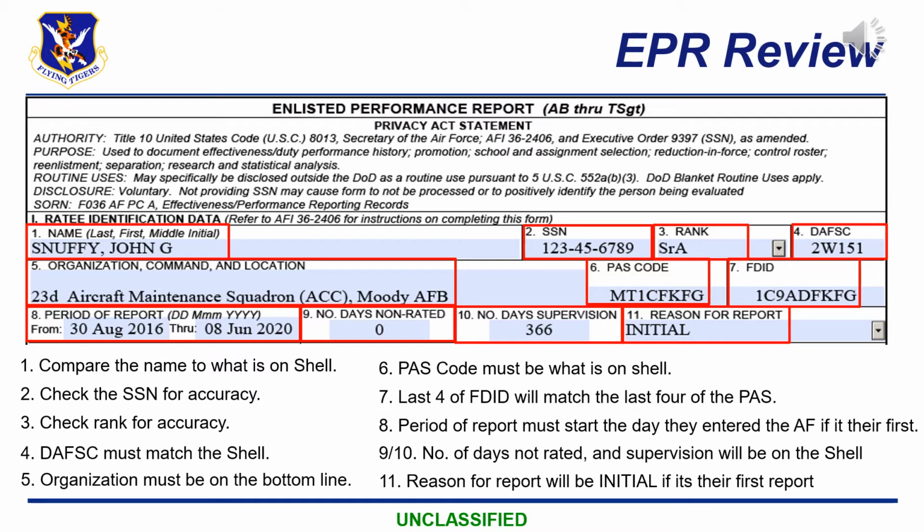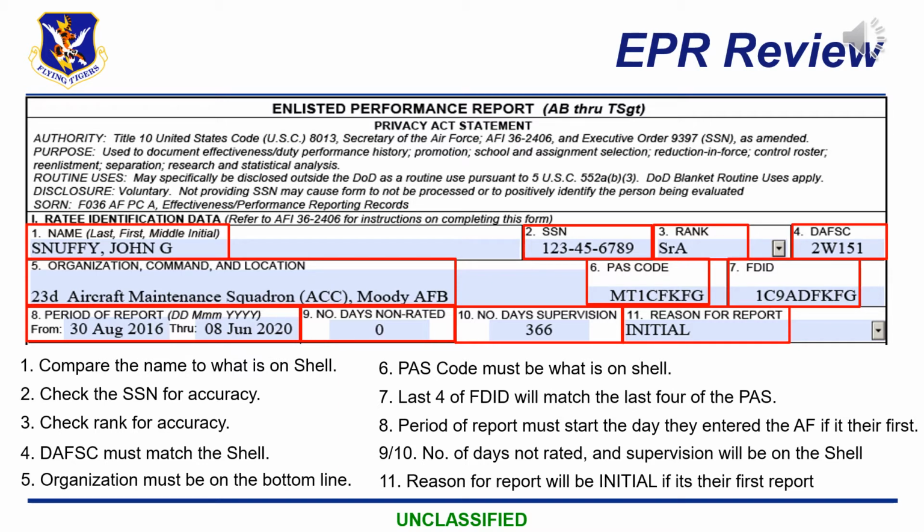Three, check the rank for accuracy. If the person is a select, then that needs to be in there. There are different areas that you can click on to change the rank, but it must match the shell as well. Duty AFSC, number four, must match the shell. If the individual has upgraded, let's say they were a 3 level and now they're a 5, but the shell is only showing a 3, that needs to be brought up to CSS so I can make that change and we can give you a new shell.